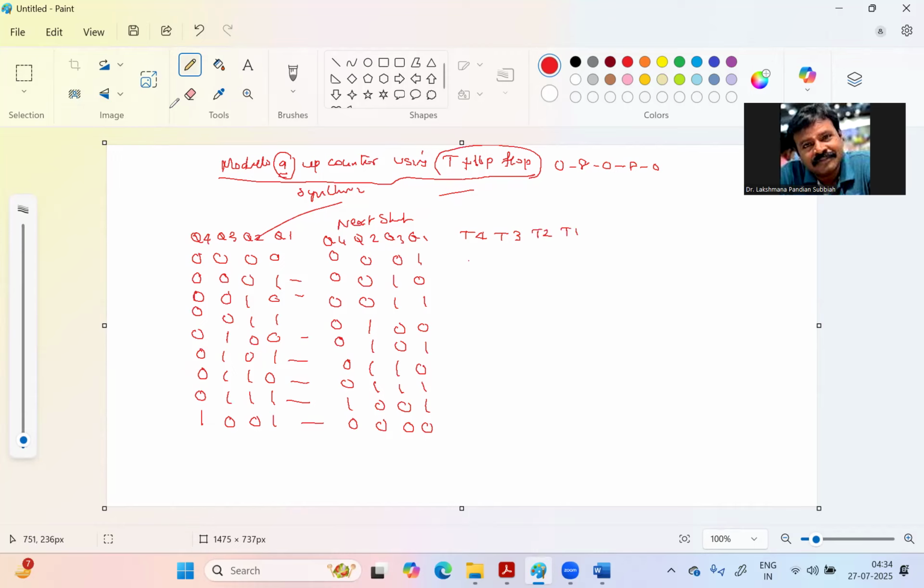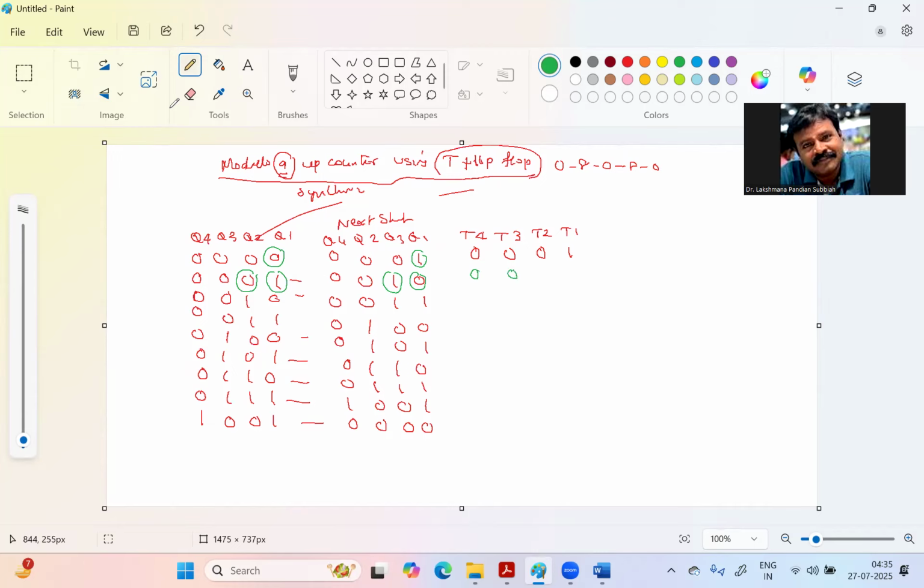Here we have to write 0 to 0, there is no change, so 0. Again 0 to 0, there is no change. So only the last bit changes, so we have a toggle. So T1 is 1 for the change 0 to 1. Next, this is 0 to 1, and this is 1 to 0, so we have to toggle, right?